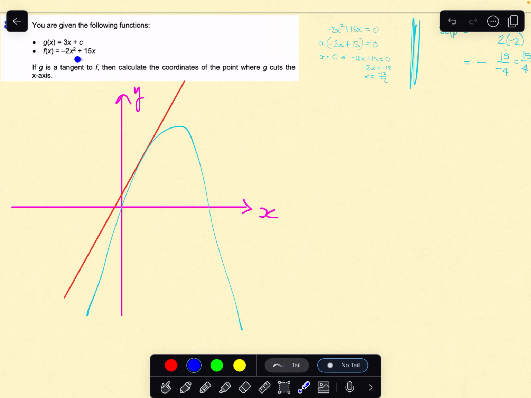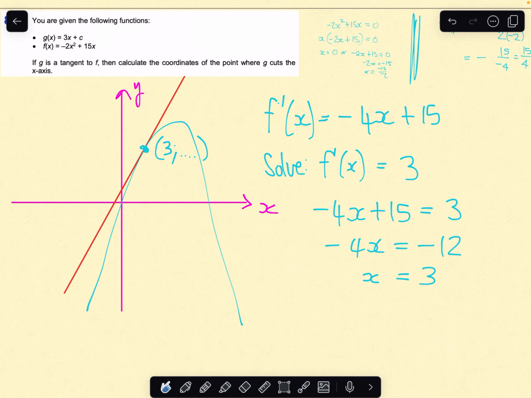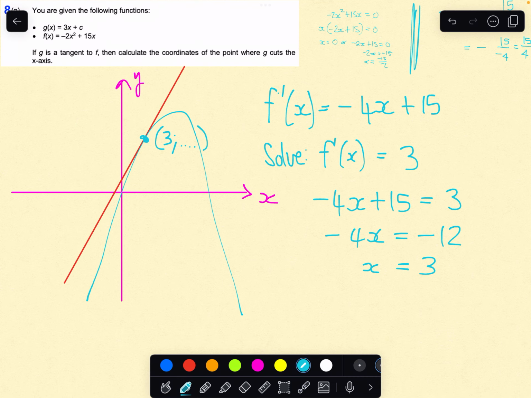So this point over here is 3 and something, right? That is where we're going to have a tangent line with a gradient of 3. So now we want to find, okay, what is the y-coordinate? We want to find the coordinates of this point so that we can put them into this equation to figure out c.